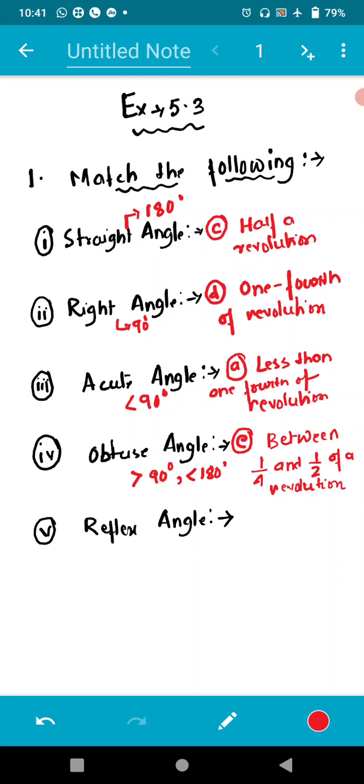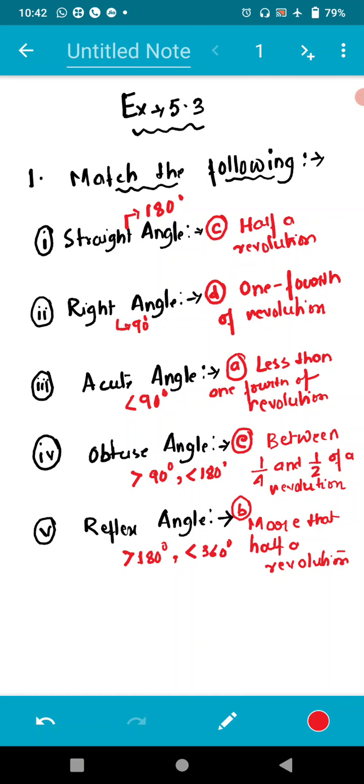Okay. Now what is a reflex angle? Reflex angle is more than 180 degrees, students. More than 180 degrees but less than 360 degrees. So this is the range, that is the angle which falls between 180 degrees and 360 degrees will be termed as reflex angle. Now which option would be the right one for this? The option would be B, I guess. Yes, that is more than half of a revolution. That is option number B, more than half a revolution.